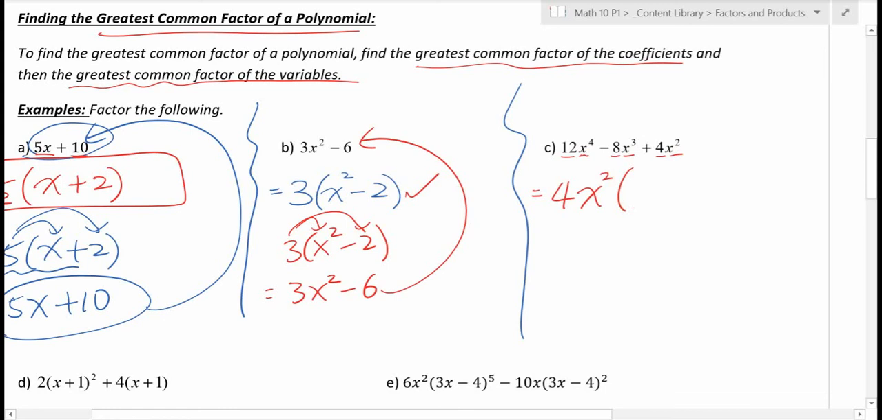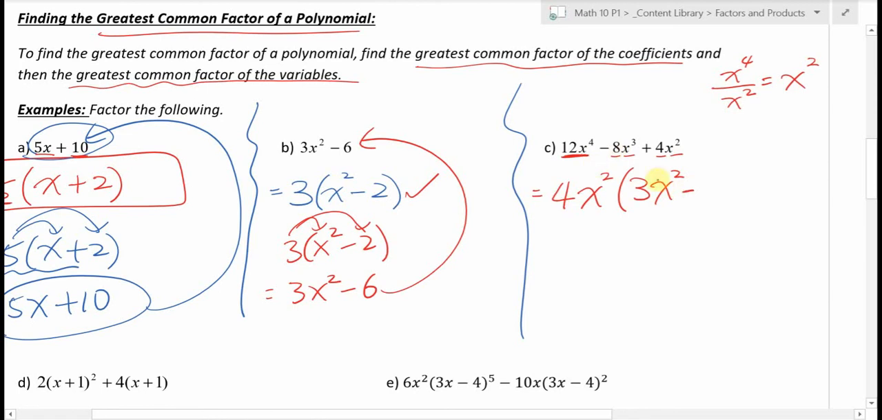Okay, so now once you figure out the greatest common factor, now you're going to divide them. So you divide each term, one term at a time. So 12x to the 4 divided by 4x squared. So when you divide them, remember you divide the coefficient with the coefficient. So 12 divided by 4 is a 3. x to the 4 divided by x squared, that's x squared. Recall, when we divide powers with the same base, what we're doing here is we subtract the exponents, right? So 4 minus 2 is a 2.